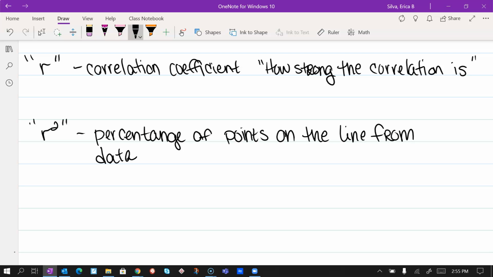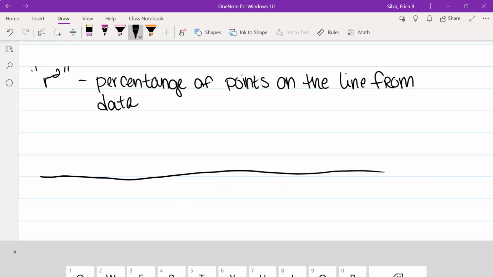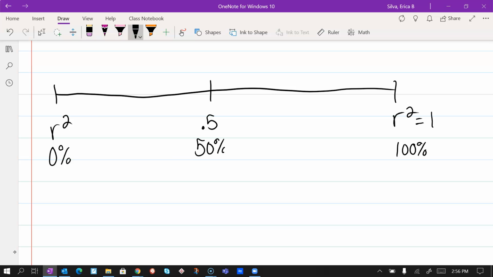So obviously we want a big percentage, right? Because we want most of the points on that line. And the smaller the percentage, we wouldn't be able to use it too much to predict anything. All right, so I'm gonna put a little number line. And if my R squared is 1, then that means 100% of my points are going to fall on that line. If my R squared is 0, then that means none of them will lie on that line. If it's in the middle, let's say it's 0.5, then that means 50% will lie on that line. So that one, we may or may not use it for predictions.